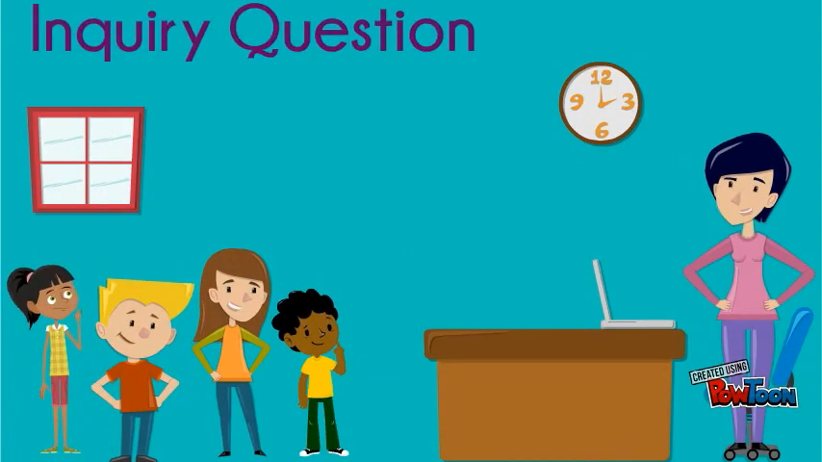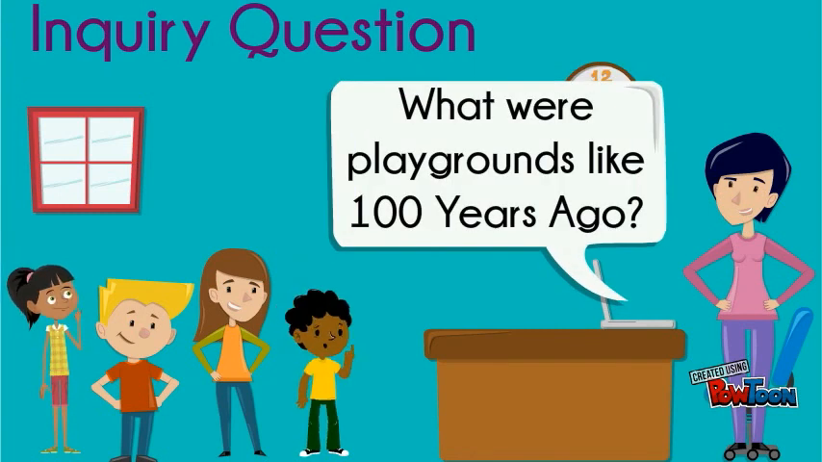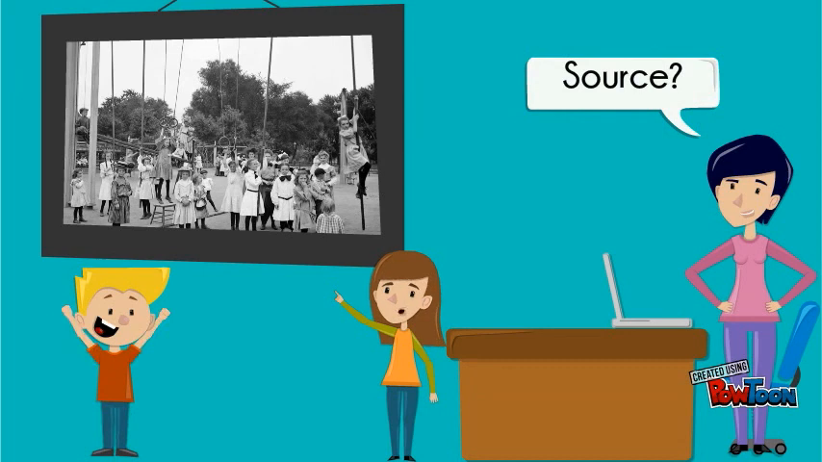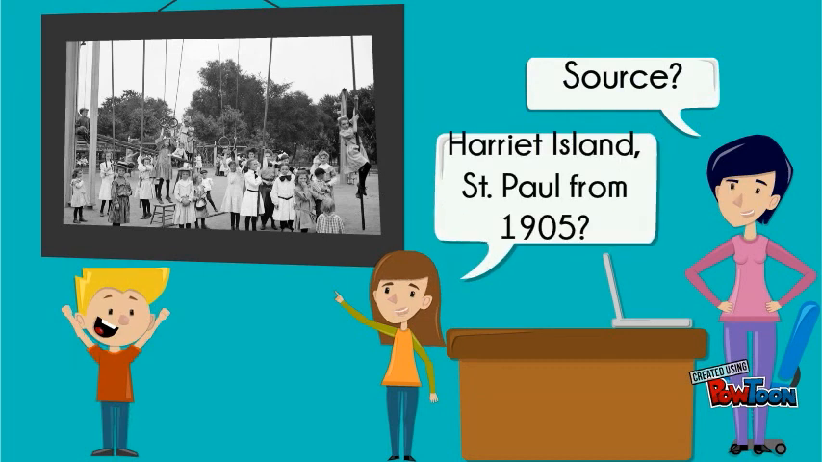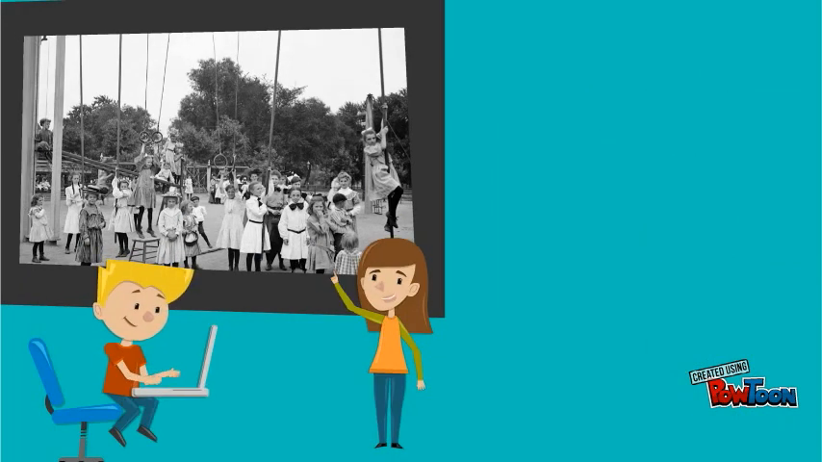The inquiry question we are investigating is: what were playgrounds like 100 years ago? Pa and Jose need to choose the best sources for their inquiry question. What about this photo from Harriet Island in St. Paul from 1905? Good choice. After finding a few more sources, what's next? Asking the question, what do my sources tell me? I will write down observations from the sources. That's right. What do you see?